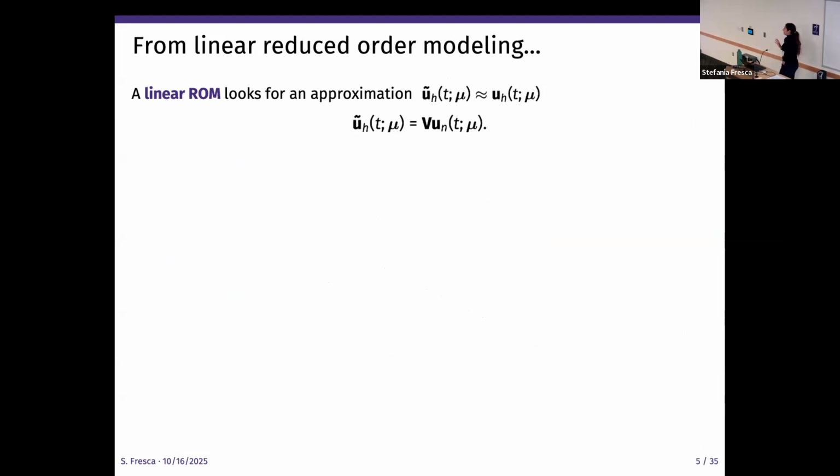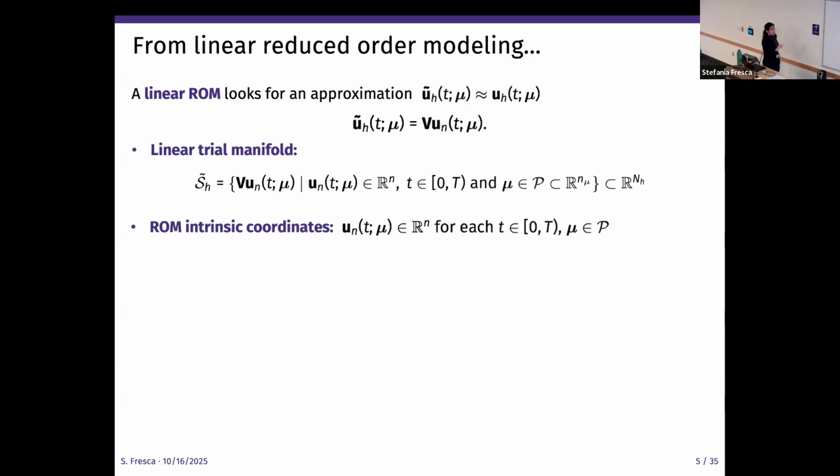In traditional linear ROMs, such as POD-Galerkin ROMs or the reduced basis method, we look for an approximation of the full-order solution expressed as a linear combination of basis functions. V is a matrix. We can, for example, compute it by means of POD, and u_N are the ROM intrinsic coordinates. The solution manifold is approximated by a linear trial manifold defined in terms of the matrix V.